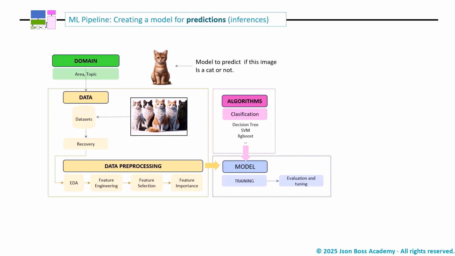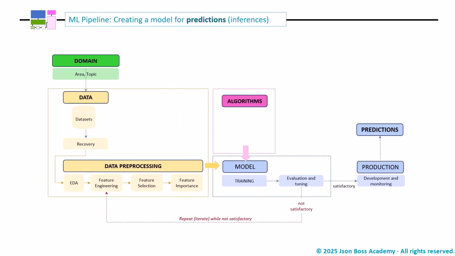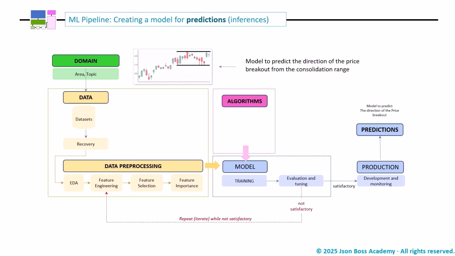If the results are not satisfactory, the process is repeated, changing data or algorithms and retraining until satisfactory results are achieved. Finally, we can deploy and monitor the model, putting it into production to make predictions. This means providing it with images to decide whether or not they are cats. Similarly, if we focus on our domain, technical analysis, we can assume we want a model to predict the expected direction of a breakout from a lateral range.